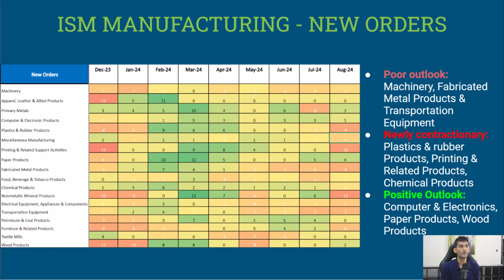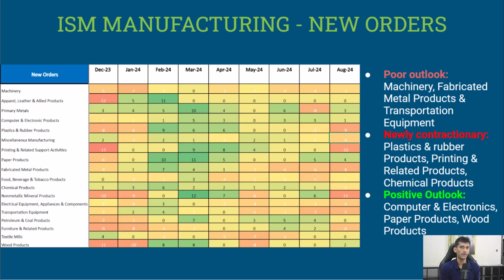The ISM report also gives us quite a bit of detail and color on the different segments of manufacturing. So one of the areas that I look at more closely is the new orders component. This gives us a breakdown into what's happening at different segments within the manufacturing sector. A positive number indicates expansion and a negative number indicates contraction. In summary, we still have a poor outlook for machinery, fabricated metal products, and transportation equipment. The newly contractionary segments are plastics and rubber products, printing and related products, and chemical products.